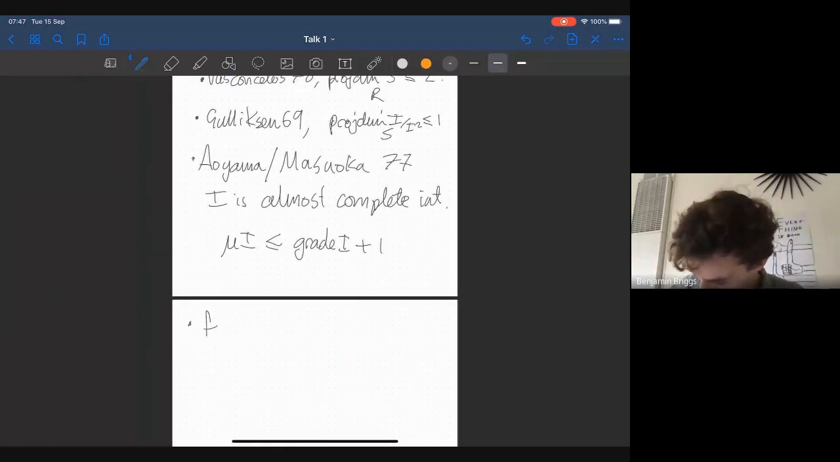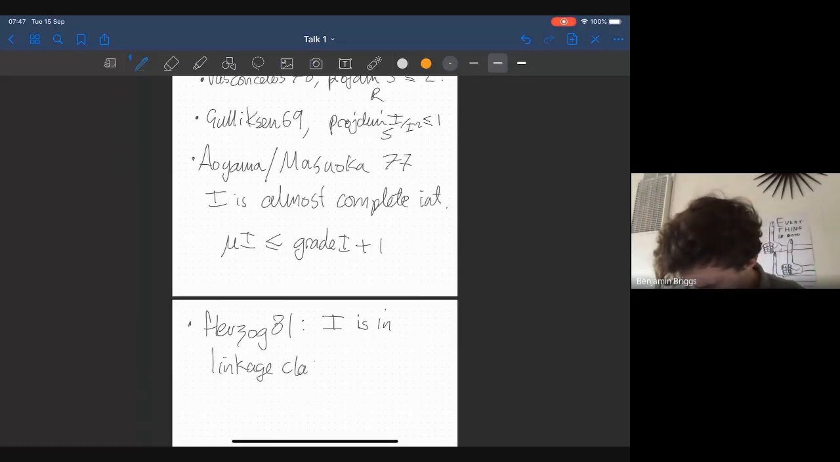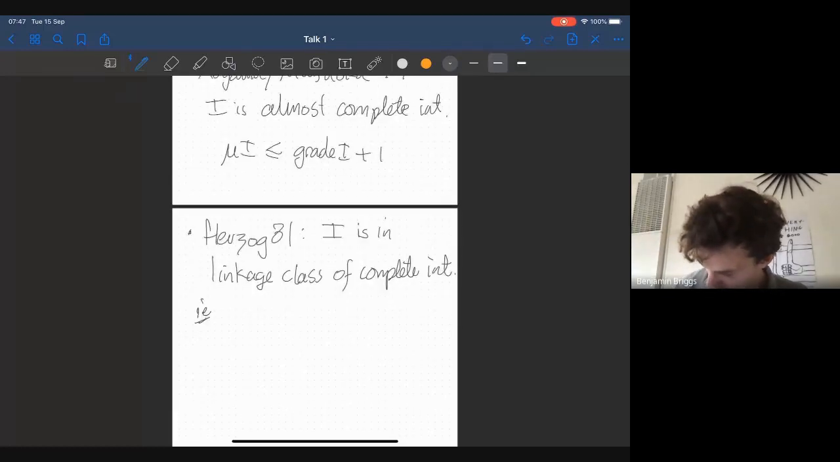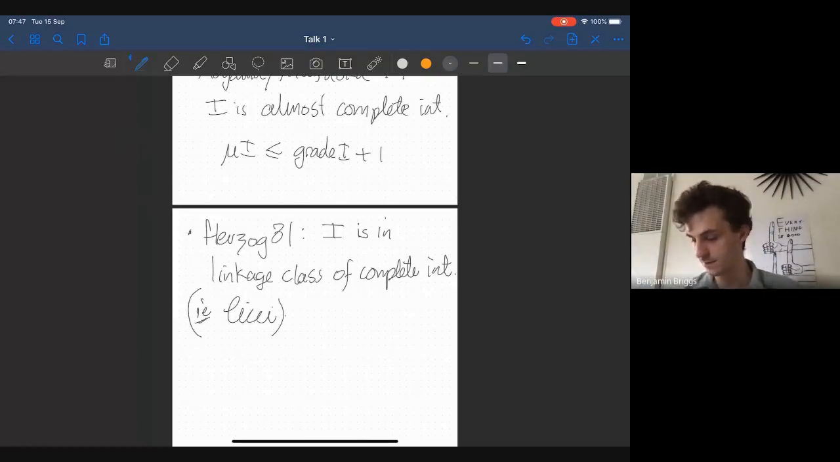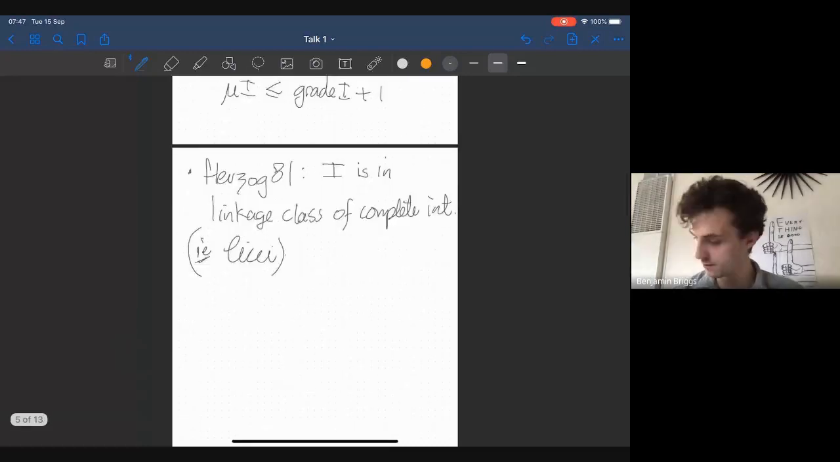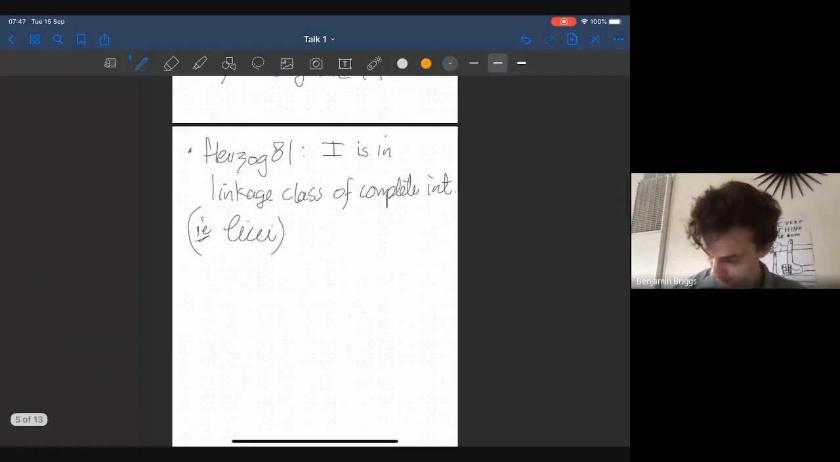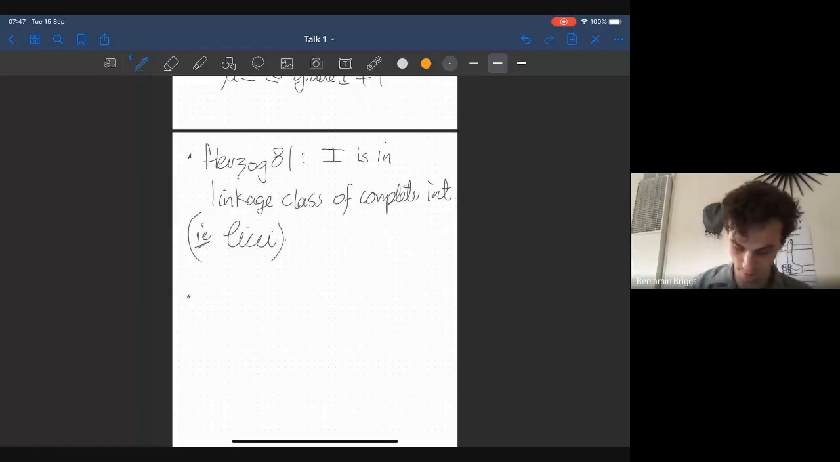Here's another interesting one, Herzog in 1981. Proved it's true if I is in the linkage class of a complete intersection, i.e. Lychee. So this is just a nice class of ideals about which you can prove various things. I won't talk about this, but that's a particular case in which it was known. And then lastly, this is the one I want to talk most about.